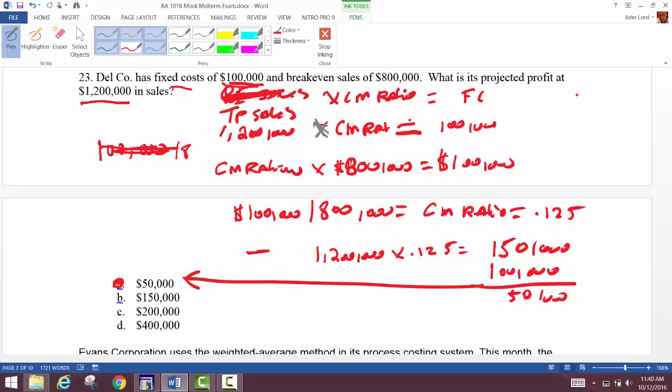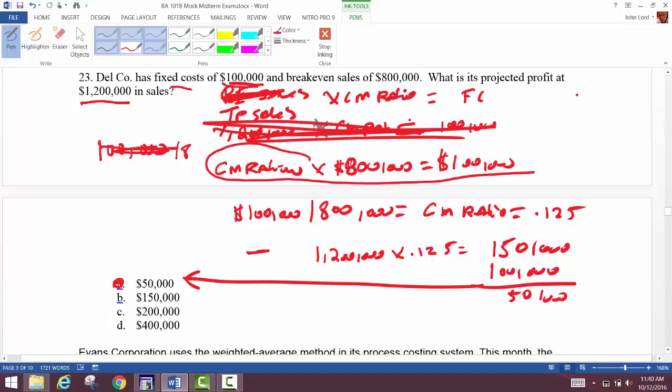So it's like target profit sales times the contribution margin ratio, right? I think I wrote this, and it doesn't help me. It doesn't have to equal 100,000, so ignore this. I should have started right here: my contribution margin ratio times my break-even sales has to equal my fixed cost, right? They gave me the break-even sales, so I had to figure out the contribution margin ratio.